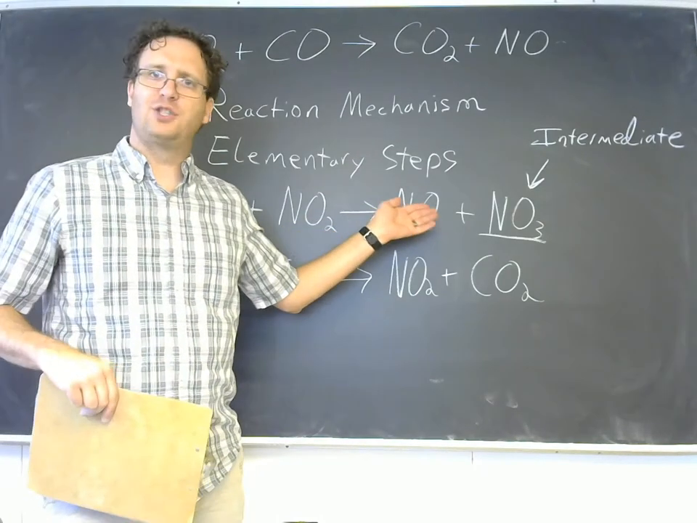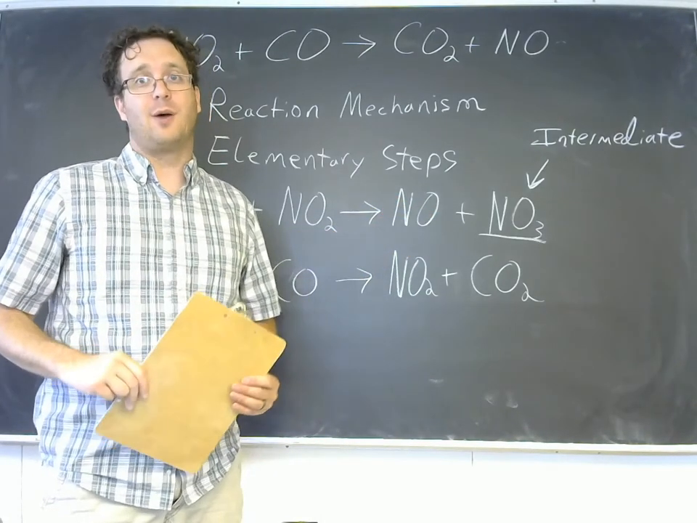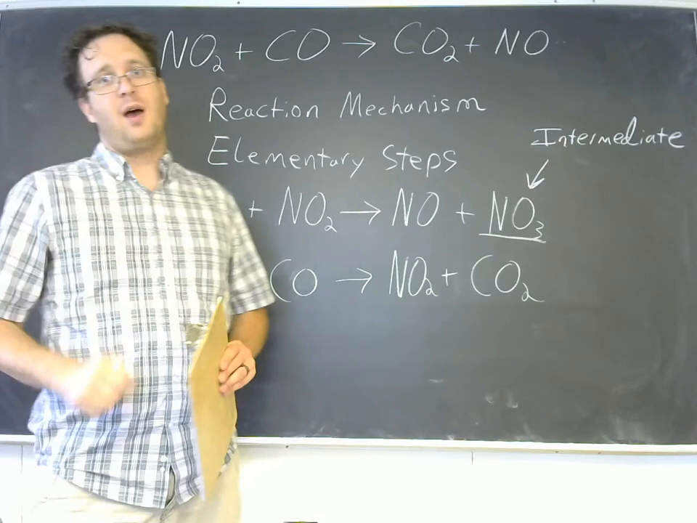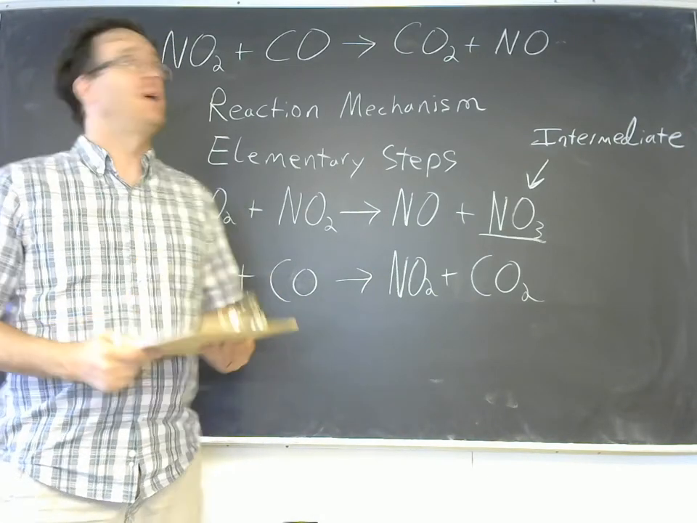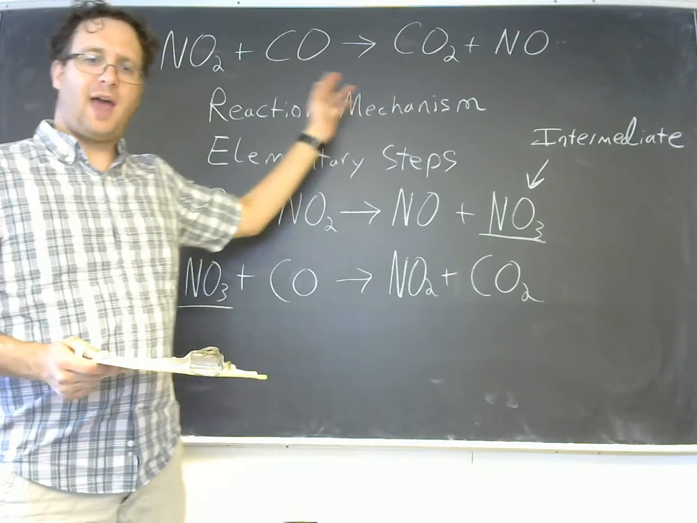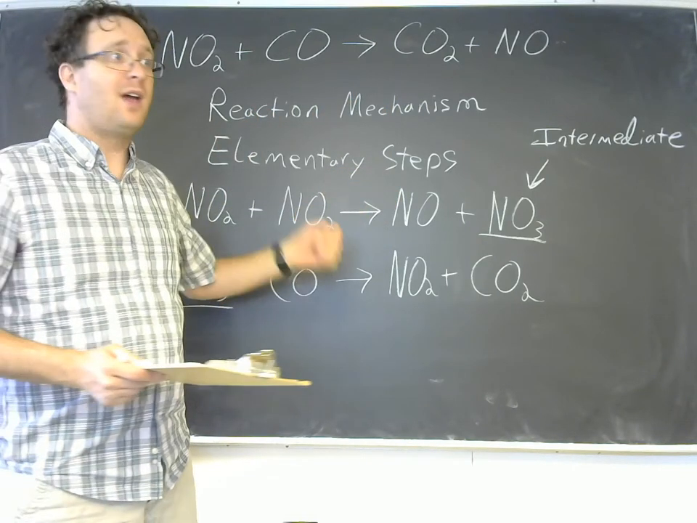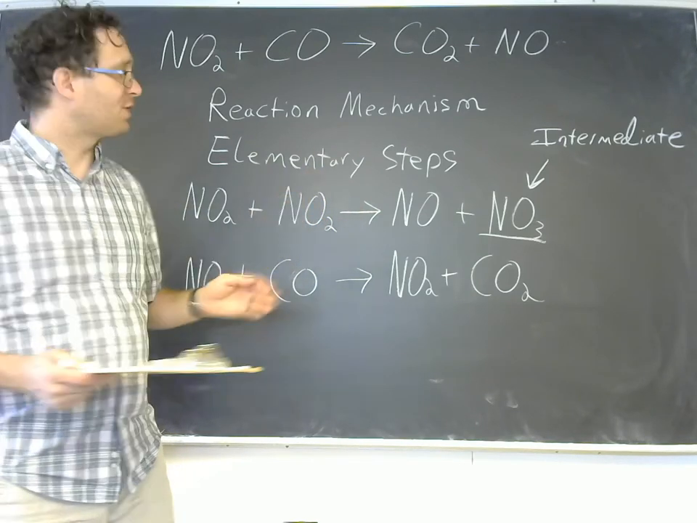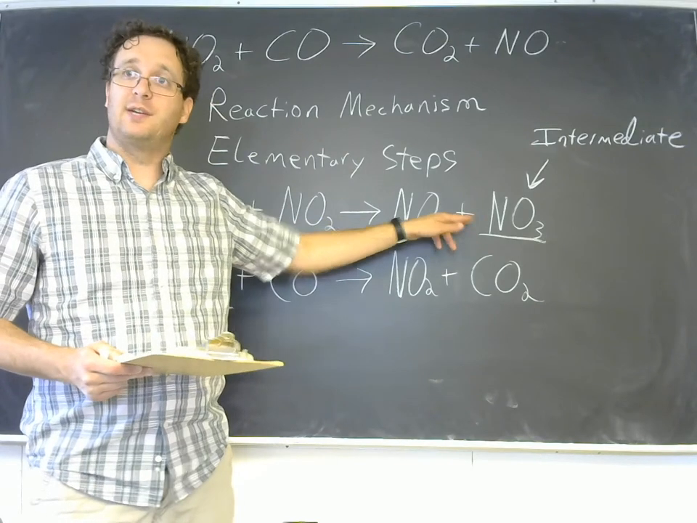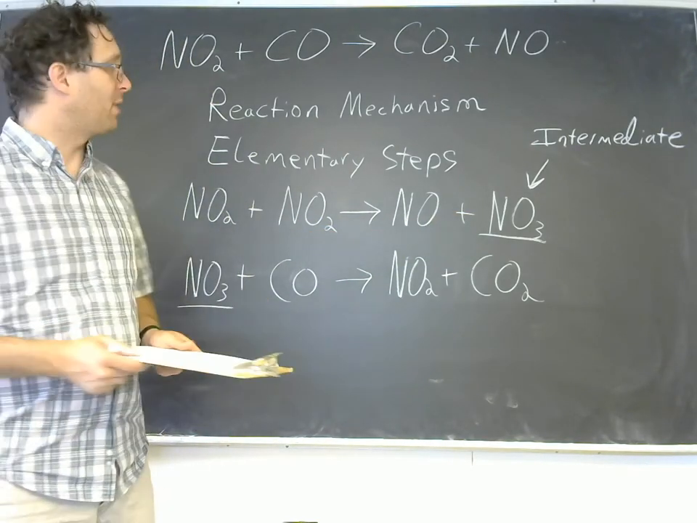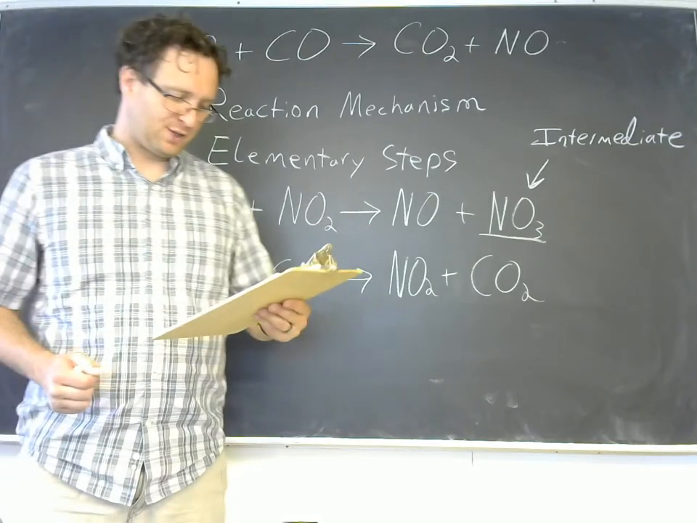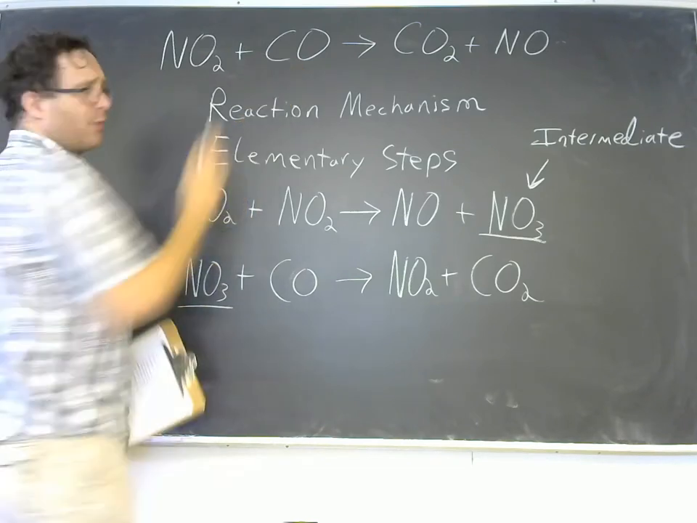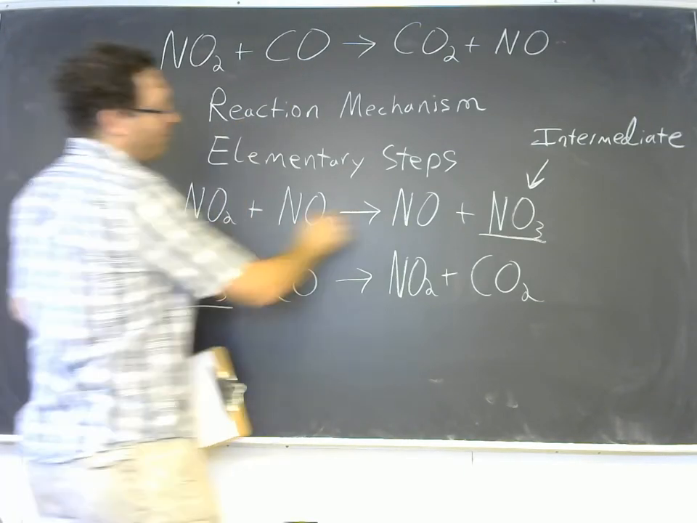Intermediates are often very short-lived, and that would make it difficult to observe them directly. But you can observe them directly in some cases, and that would be one point in favor of a reaction mechanism. If I could run this reaction and maybe spectroscopically or through some sort of a chemical reaction, observe that NO3 is indeed present in my reaction chamber, then that would be a point in favor of this reaction mechanism.